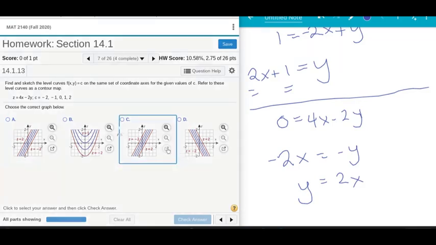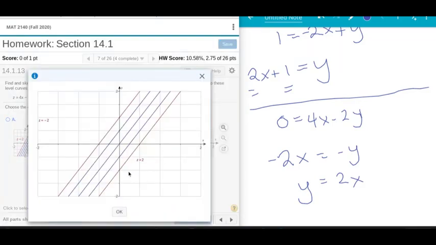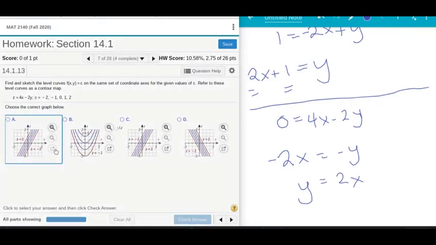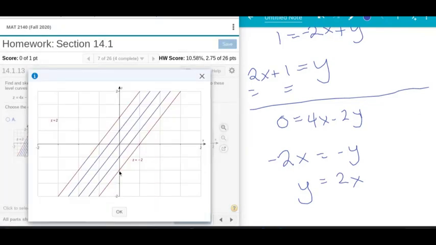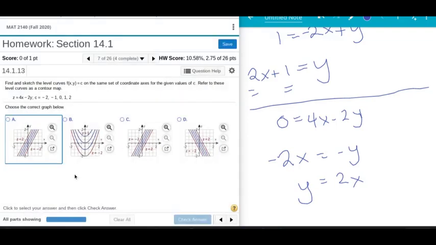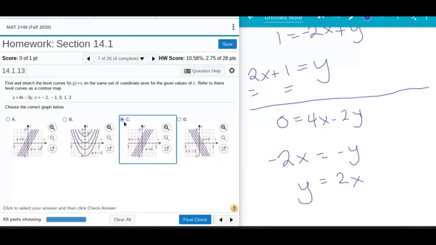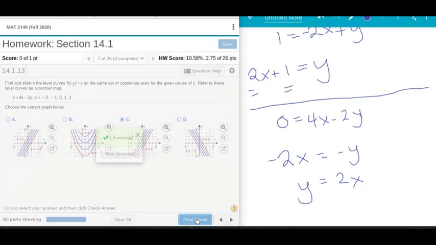Let me pop them out one more time. Okay, and we have this line going from negative 2 up 2 and over 1. Okay, let's see down here. Negative 2 up 2 and over 1. I think these are identical, so A or C should be fine. They're both the same answer. All right, this might be an error with the program, so let's go with C. There it is.